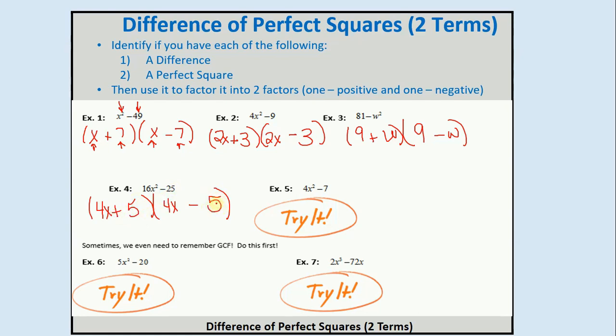Notice, guys, these are pretty easy. They're easy to identify. Do not get lost. Be very, very careful and make sure you pay attention to that they're both perfect squares. If they're not, this is not the method for you. This will be what would be considered not factorable.